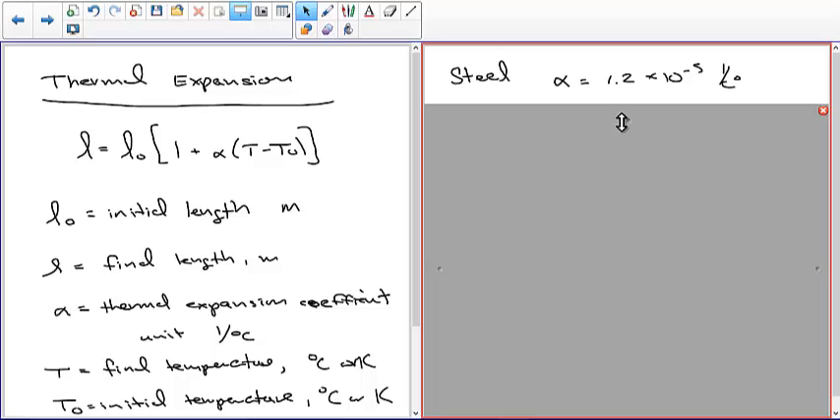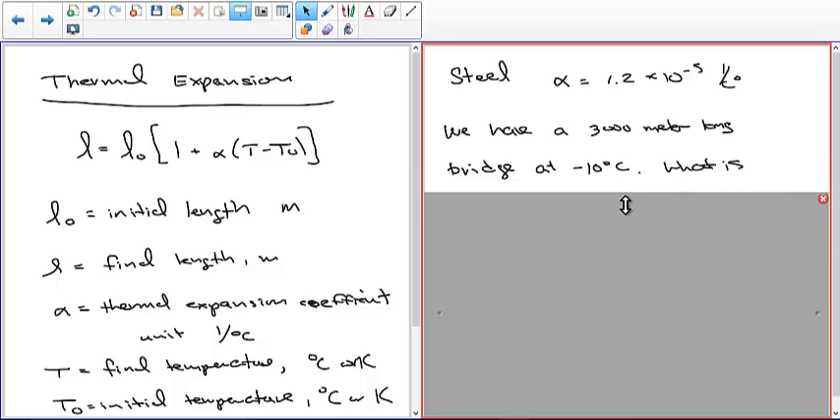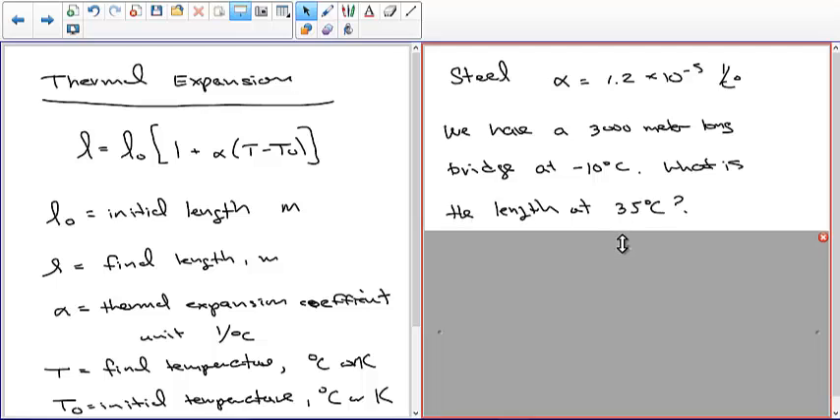So the question is, we have a 3,000 meter long steel bridge, and initially it's at minus 10 degrees C. What is the length at 35 degrees C?